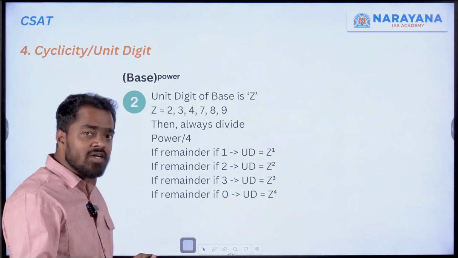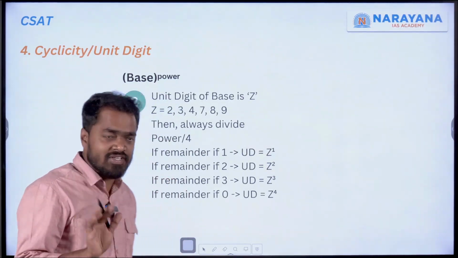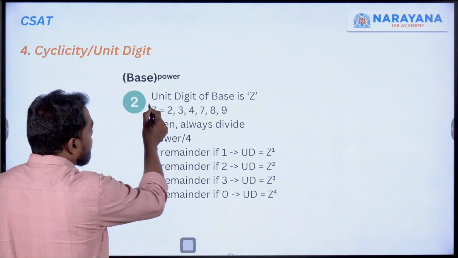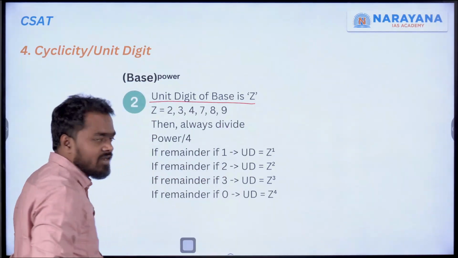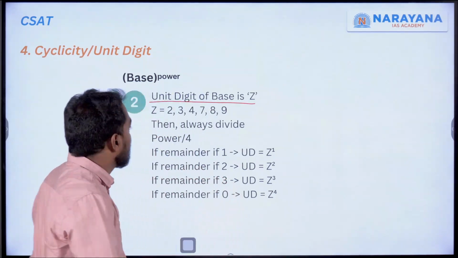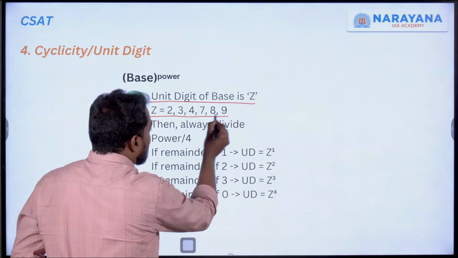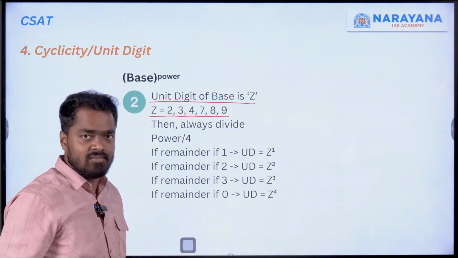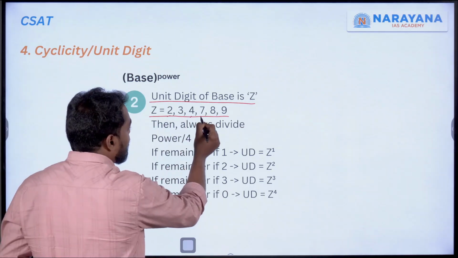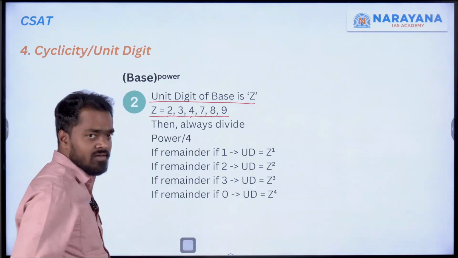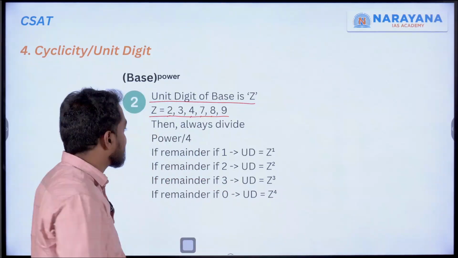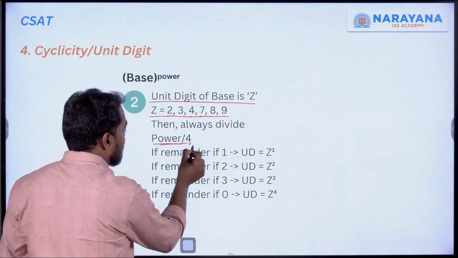So for finding the unit digit of base to the power kind of questions, there is a second rule. That is, if the unit digit of the base is z, take z as the unit digit of the base. The z can be 2, 3, 4, 7, 8, 9. So z can be any of these values. Now to find the unit digit of that number, always take the power by 4.